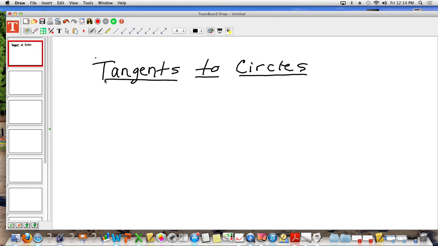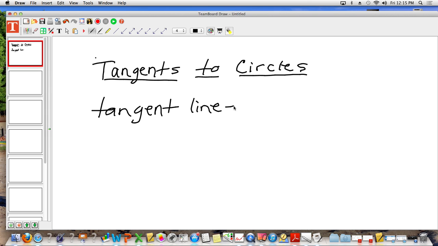So the word tangent shows up in two different ways in this unit. One way it shows up is when we're talking about SOHCAHTOA, the three trig ratios, and it also shows up in this context right here. So before we go on, what I need to do is tell you what is a tangent. What is a tangent line?